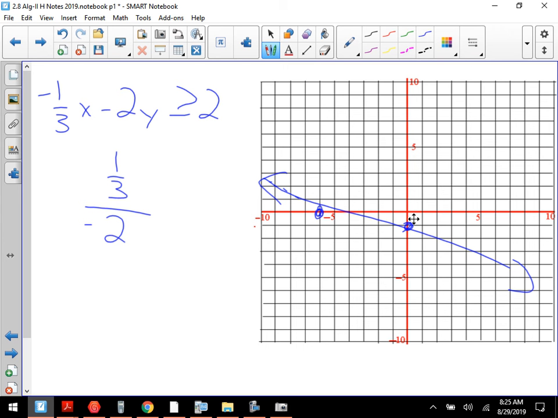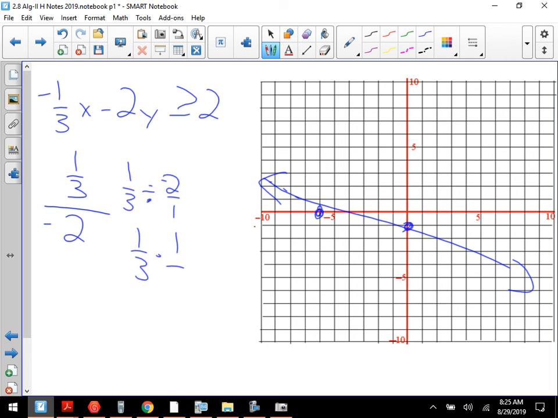Knowing how to divide when you have fractions. When you're dividing by fractions, this is the same thing as saying 1/3 divided by -2/1. Keep change flip. There you go. Flip it. 1/3 times -1/2 equals -1/6.